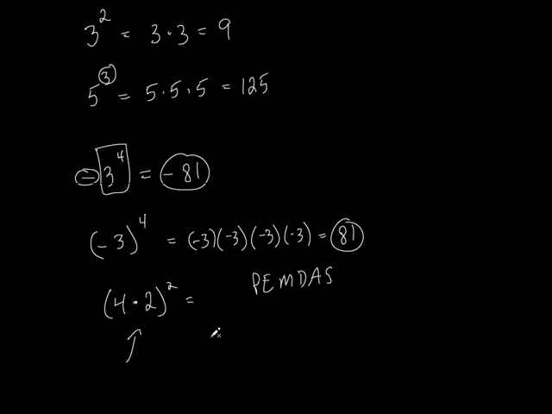4 times 2 is what? 8. And then you can do exponents. That's what the E stands for. Parentheses, then exponents. Then you can do multiplication, division, addition, subtraction. So 8 is in parentheses. It's positive. You square it. 8 squared is 64, right? Because 8 times 8. It's not 8 times 2. It's 8 times itself. Okay, 64. We good with that? All right, that's pretty easy, isn't it?